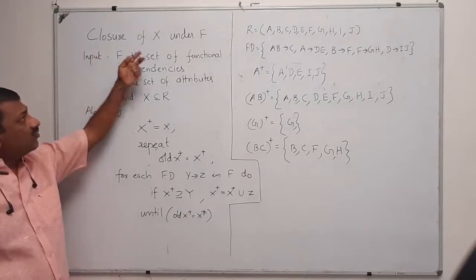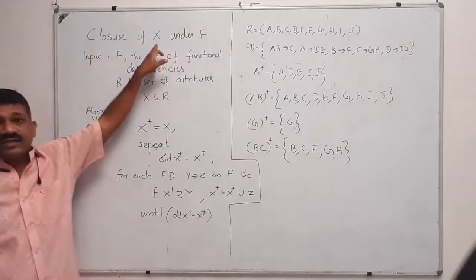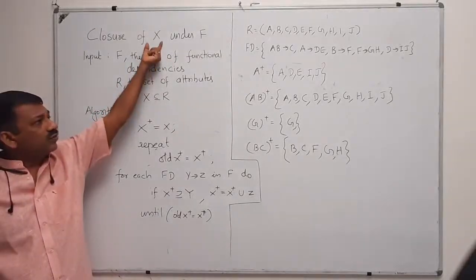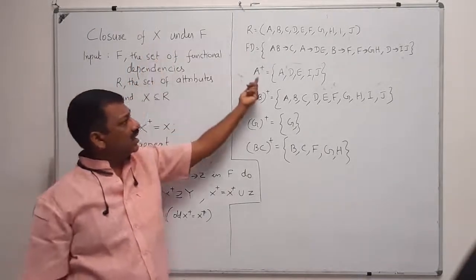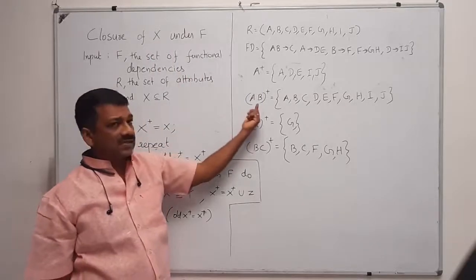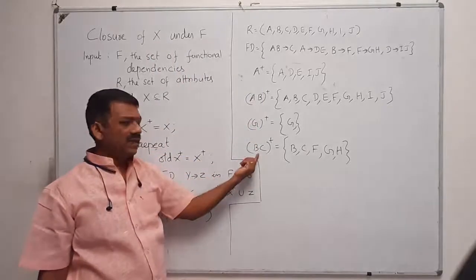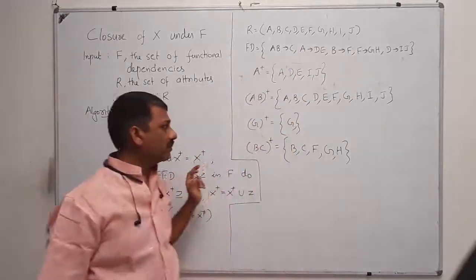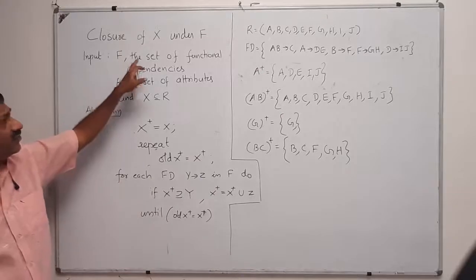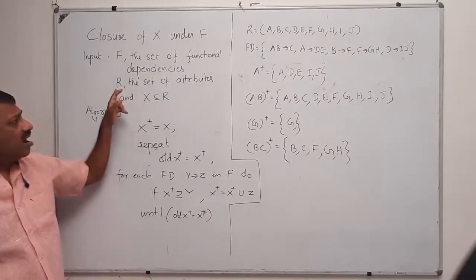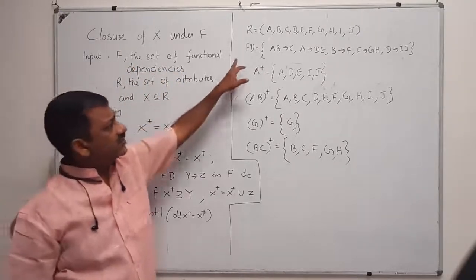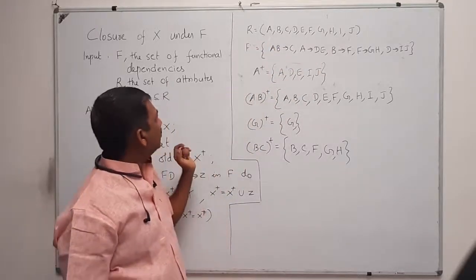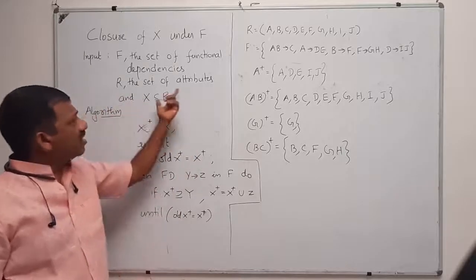Input is the closure of X under F. X is a set of one or more attributes, and you are going to find out its closure. Here X is A, here X is AB, here X is G, and here X is BC. And F is the set of functional dependencies, and R is the set of attributes.